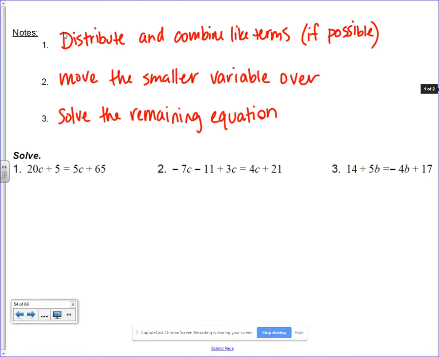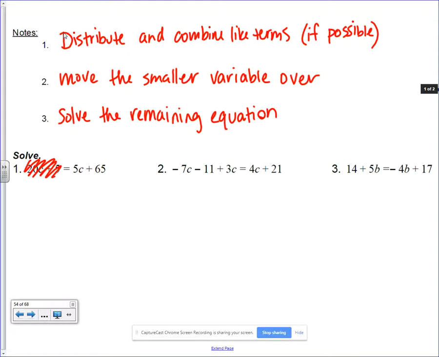Does everybody see the C's? I got a C on the left and a C on the right, don't I? Question. Can I distribute anything here? There's no parentheses, so there's no distributing, right? Look at only the left. If I look at only the left, is there anything that can be combined? No. Look at only the right. If I look at only the right, is there anything that can be combined? No, so I don't even need to do step number 1, do I?